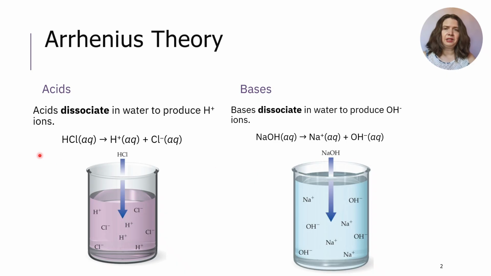For example, hydrochloric acid, HCl, is an Arrhenius acid because it dissociates in water to form H+ aqueous ions and Cl- aqueous ions. Sodium hydroxide, NaOH, is an Arrhenius base because it dissociates in water to form Na+ ions and hydroxide OH- ions.